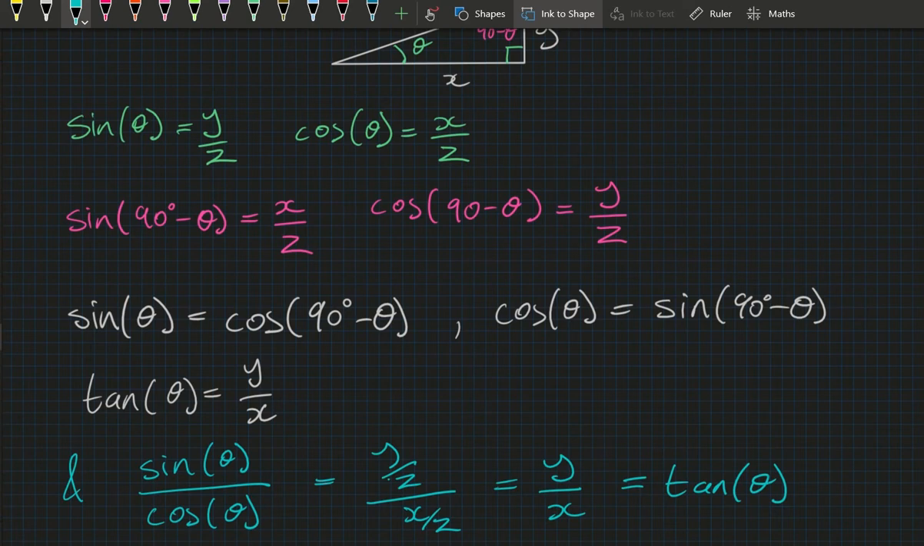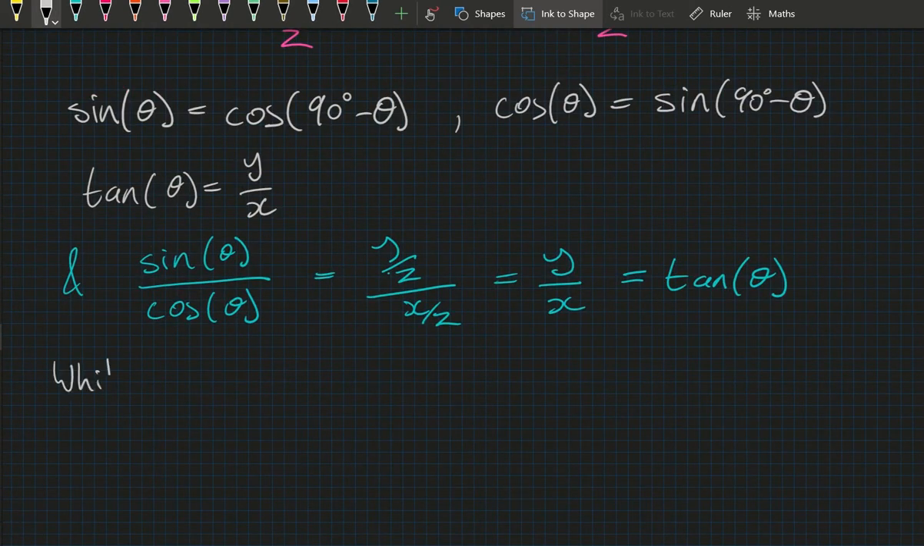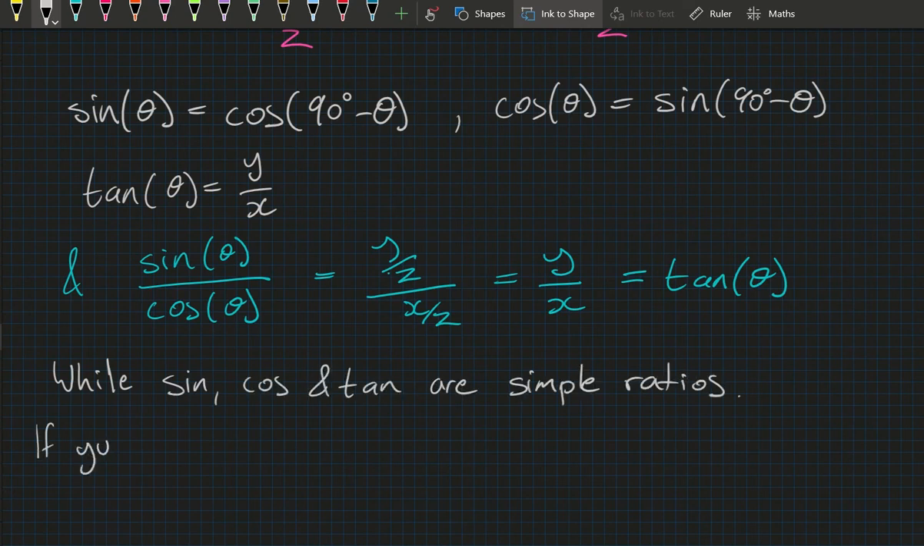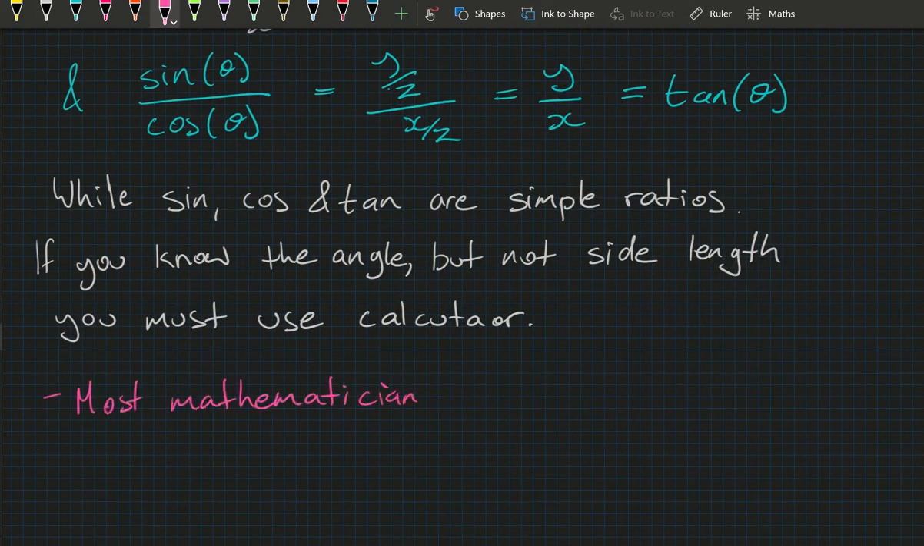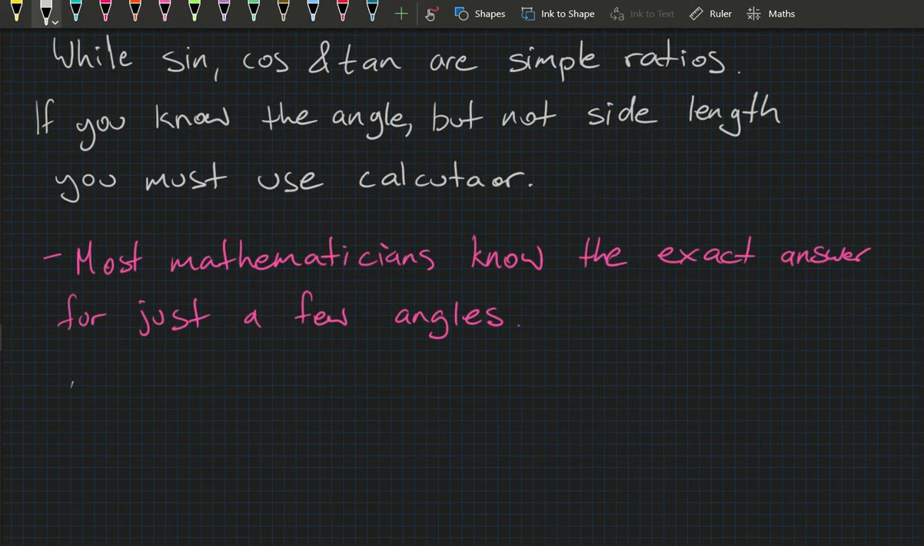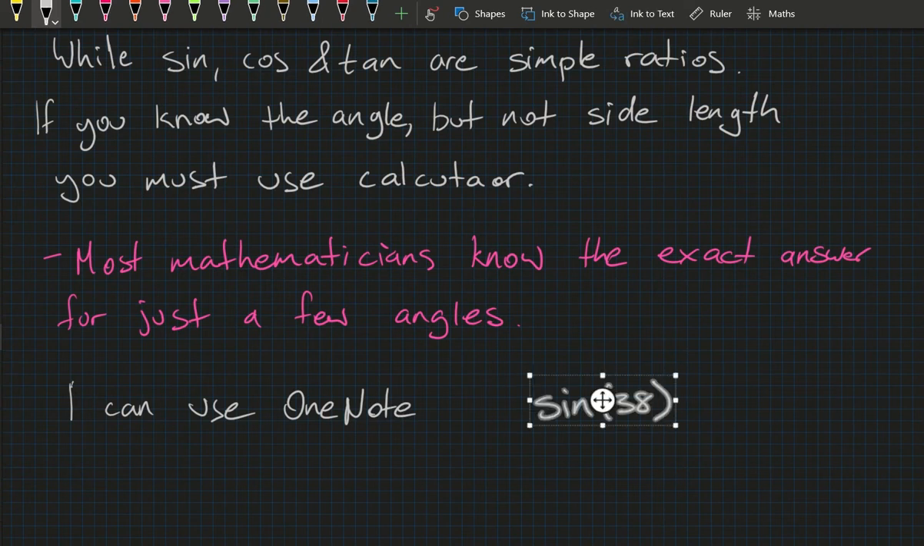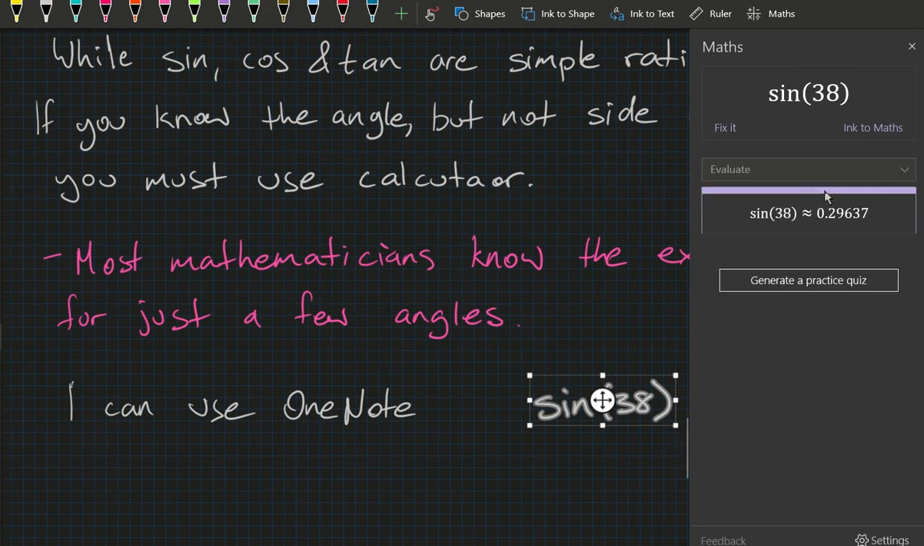Now it's also worth pointing out that while sine, cos and tan are simple ratios here around a triangle, if you do know the angle but not the side length, you're still going to have to use a calculator. And that's because most mathematicians only know the exact answer for just a few angles. So I could use OneNote. Now you can type it in, or if you're lucky enough to have a fancy laptop, you could write it in. Now let's pick on sine of 38, because that's a difficult angle.